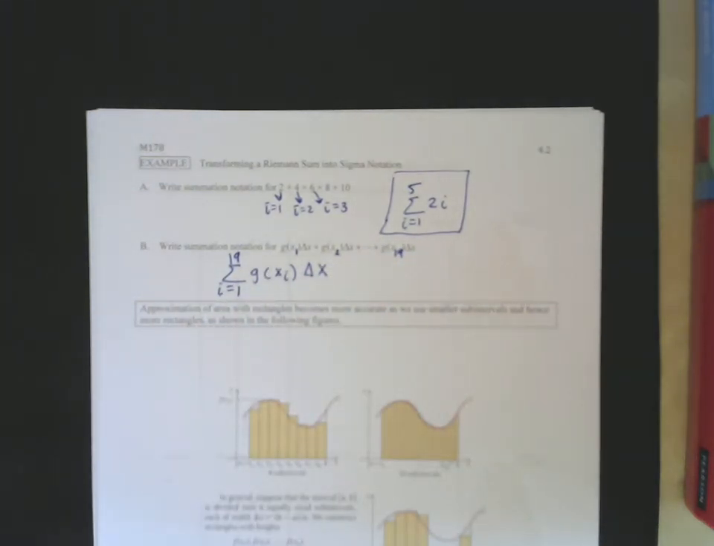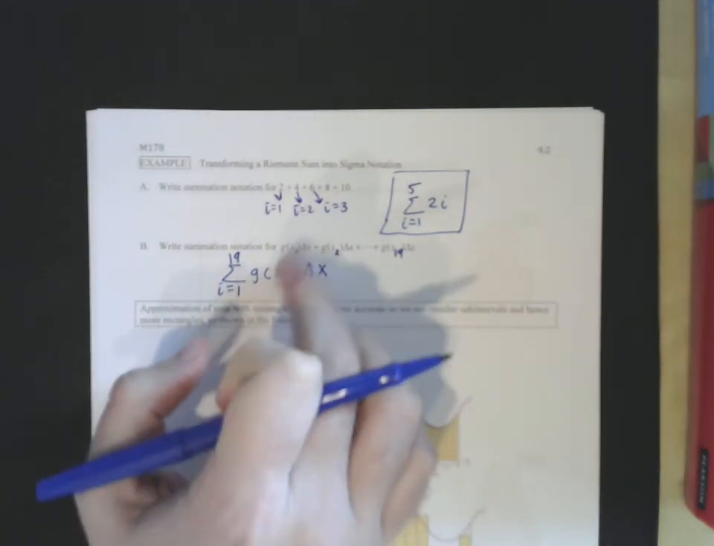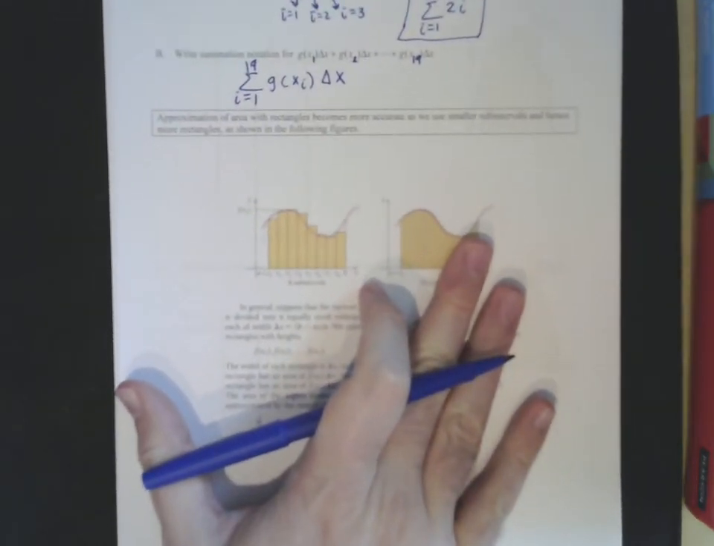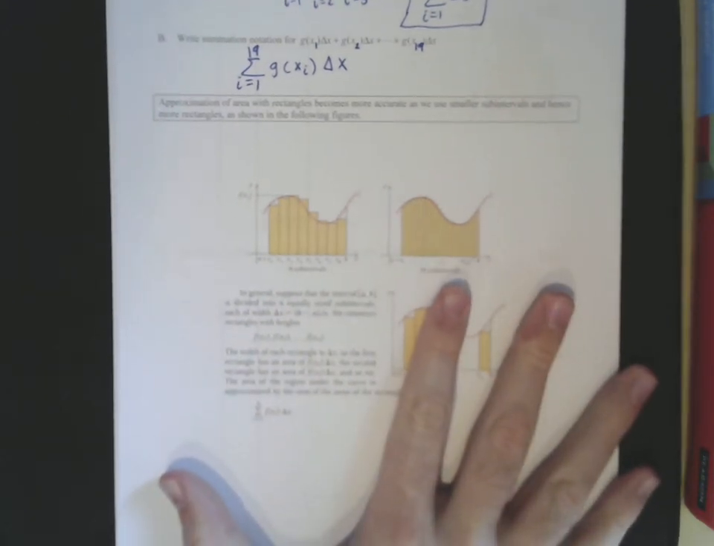Now when we start finding areas in a second here, this is where we're going to start, and we want to work it into this version to get an actual numerical answer. So let's talk about approximations of area and why we choose rectangles. I've taken this out of our book because it's a really great diagram.